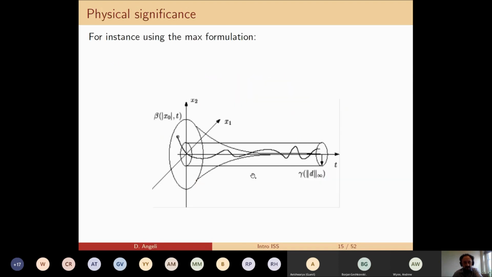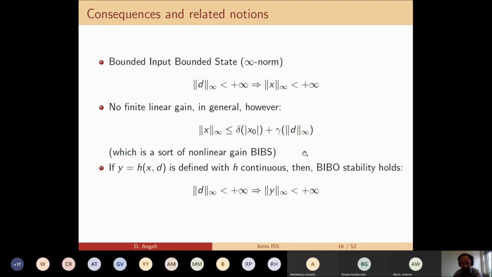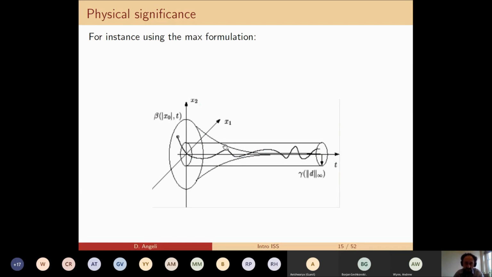Then, what this means in practice, if you use the max formulation, you could draw a simple picture. You've got your initial condition here, in state space, maybe two-dimensional. This is the solution corresponding to a certain input signal d. What it tells you is that your solution should always stay inside the union of two envelopes. One envelope is the beta function, which is this transient thing that starts out maybe even bigger than x0 in general, and then decays down to 0. And eventually, this will become smaller than gamma of the infinity norm of d, and so eventually the solution is confined to be in this other tube, let's say, of radius gamma of the infinity norm of d. And so this is really the physical meaning of the property.